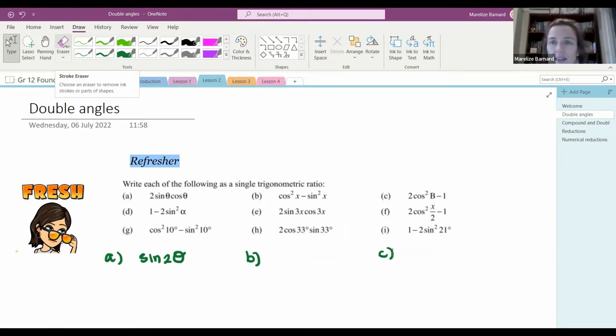F is cos of x. Yes, nice. Okay. Our angle is x over 2. So you times that by 2 to get the double angle, which will give you x. Well done. And yes, that's better. Cos 2 times 10, that's cos 20.